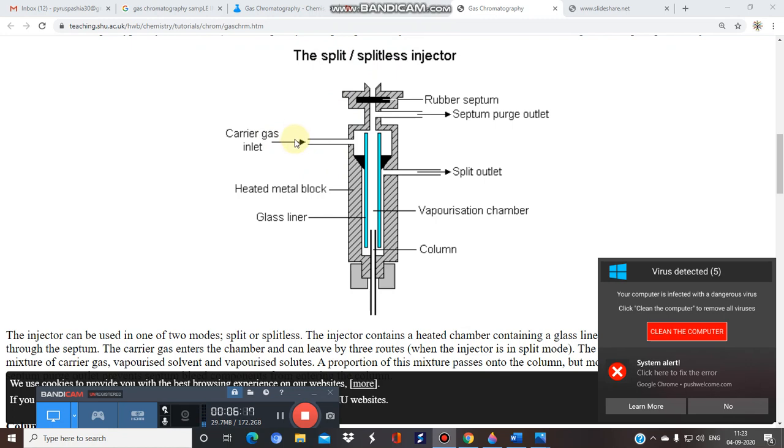This is the place of introduction of the carrier gas. The carrier gas inlet is here, and this is the place where you will inject your sample. The most important component, and why I am showing you this, is the heated metal block, because we have to convert our sample into the vapor state. Only then will we be able to achieve any separation or any result. So yes, this is the vaporizing chamber. Again, a very important component.